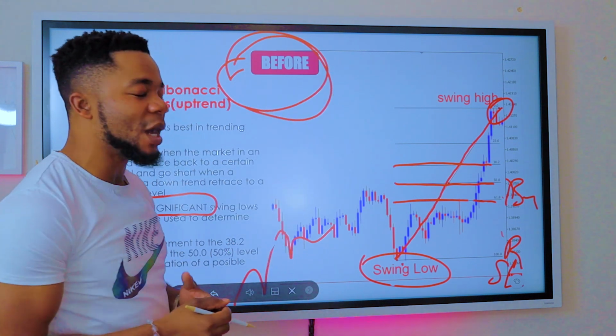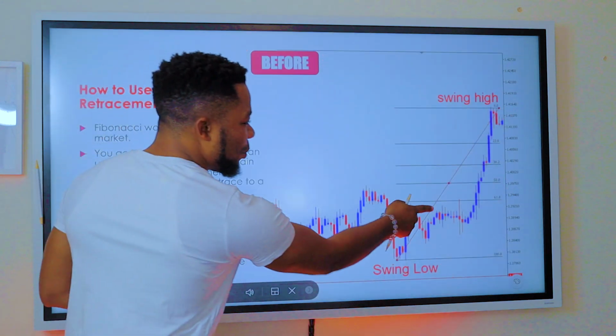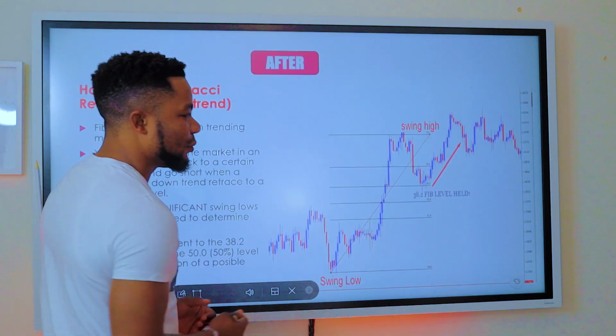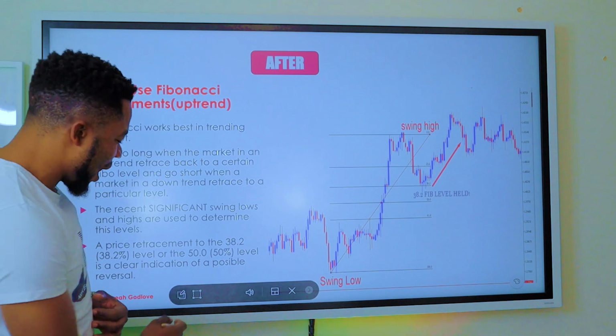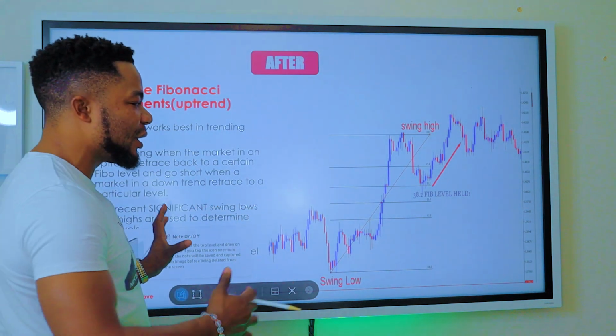Let me show you how amazing this tool is. Let me show you now what happened after this. After we put this tool on the chart, see what happened. Can you see how amazing this tool is? This is the same chart. It's just that I've taken down the bigger picture.